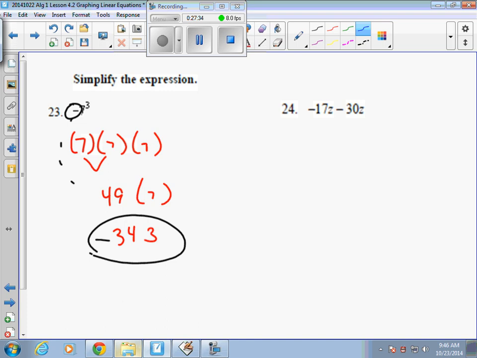And then the last one says negative 17z minus 30z. The same sign, add them up. 30 plus 17 is 47z. And they're both negative, so keep it negative. Don't get confused with multiplying a negative times a negative. We're simply adding and subtracting that one.